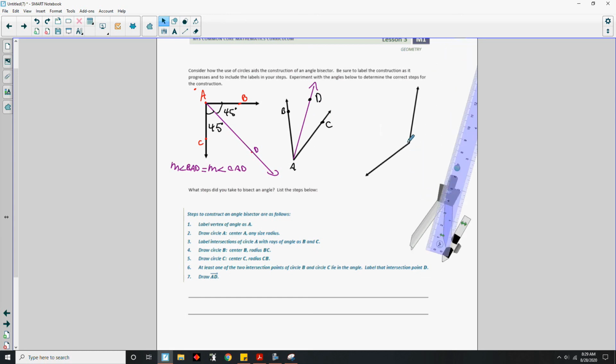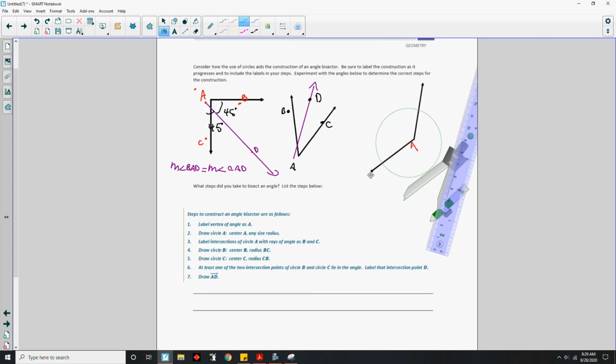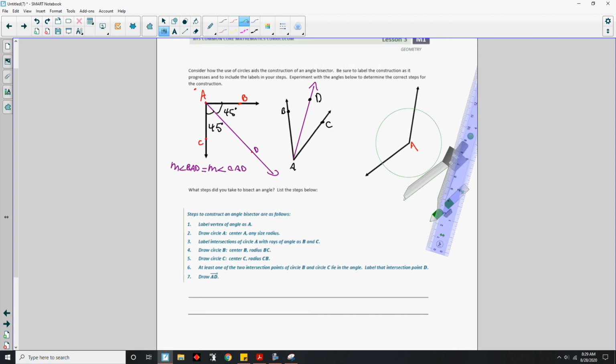Okay, step one, label the vertex A. There's A, right here. Draw a circle centered at A, so circle A, any radius, so I'll just leave it. There's my circle. Then you label the intersections B and C. Okay, so here's B and here's C, where the circles intersect the rays.